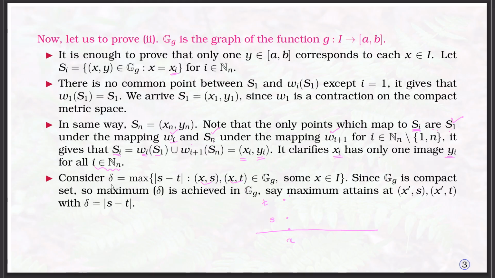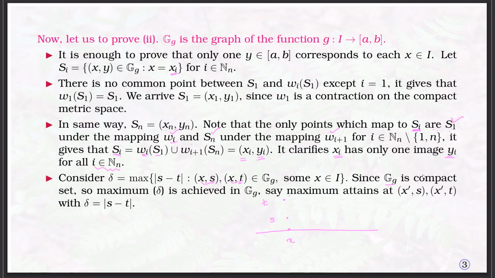Now, what is delta? Delta is the maximum of |s minus t|. For some x belonging to I, we are assuming that this x has two images, t and s. S and t are the two images of x. You can fix the x, find all the images and the differences between all the images, and take the maximum; that is delta.